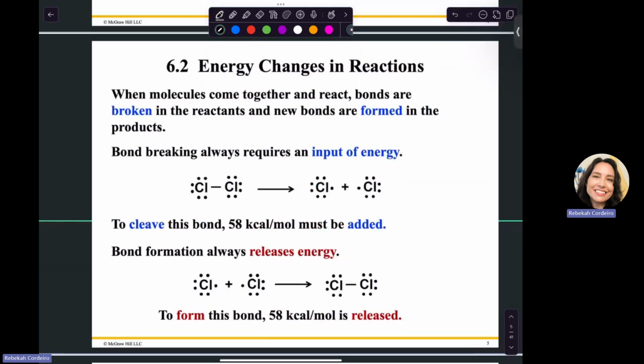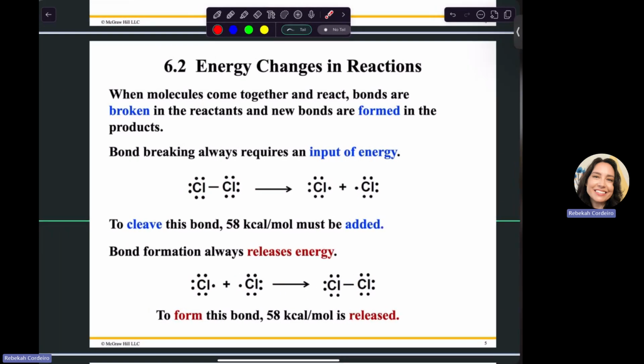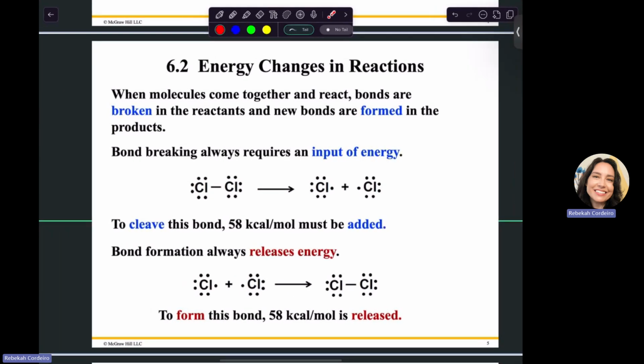So when we talk about energy changes in reactions, you have to first break a bond. We form bonds so we can be more stable, right? So if we're going to break up something that's stable, we have to put energy in. We put in a certain amount of energy to break a bond, and there's a certain amount of energy associated per mole of that substance.